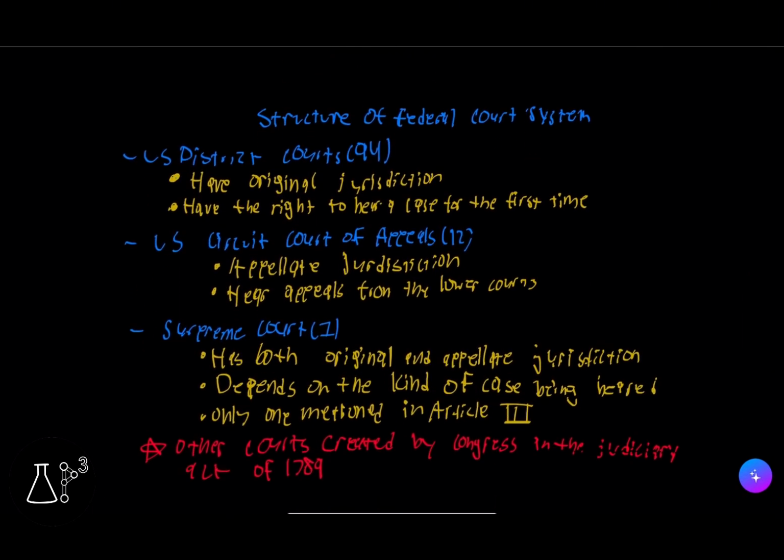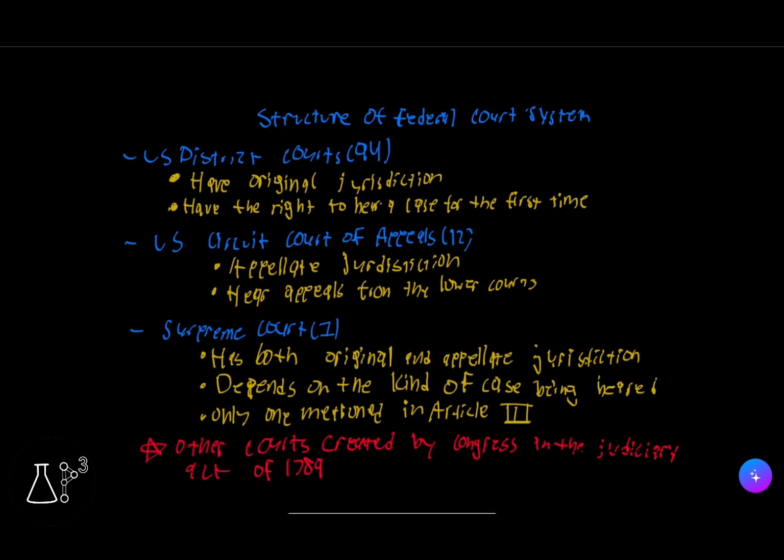And we have three. We have U.S. District Courts, and they have original jurisdiction, and they have the right to hear a case for the first time. The second is the U.S. Circuit Court of Appeals, and we have 12. And in the U.S. District Courts, we have 94. And the U.S. Circuit Court of Appeals has appellate jurisdiction, hearing appeals from the lower courts.